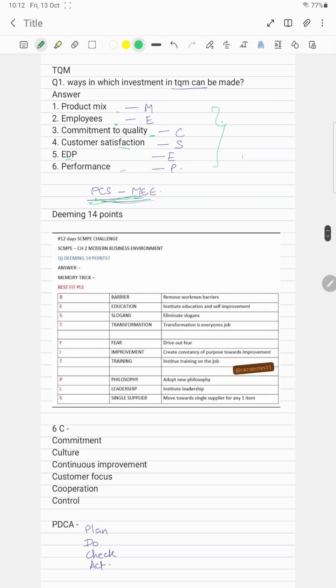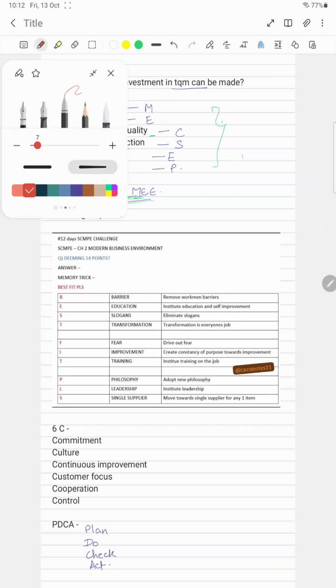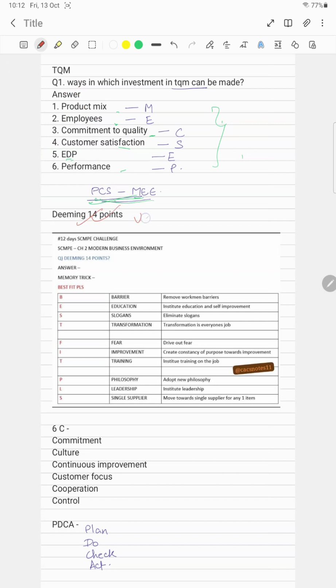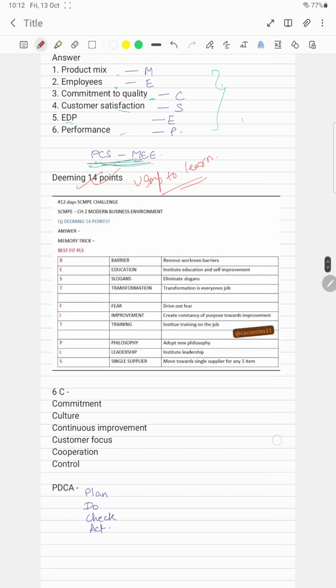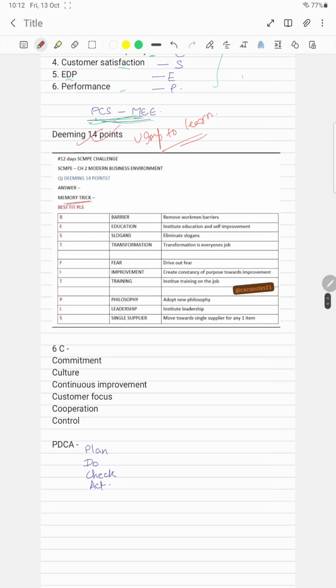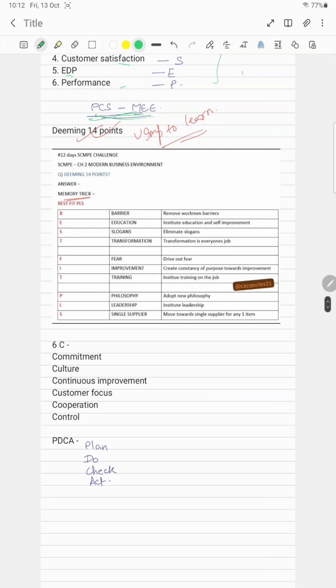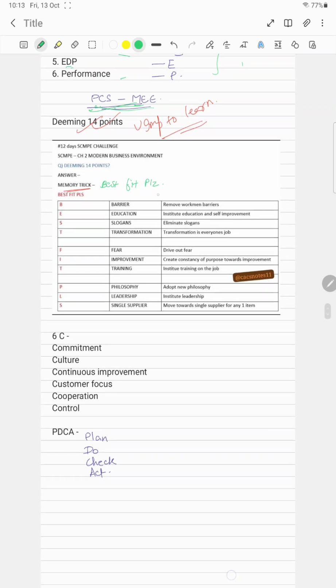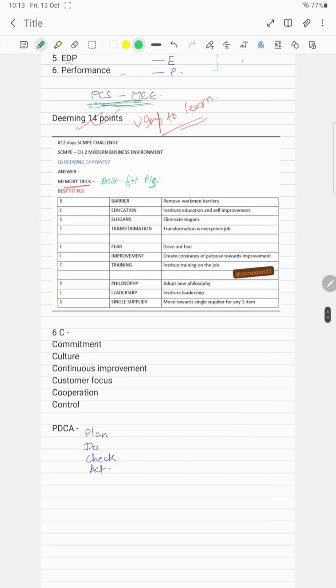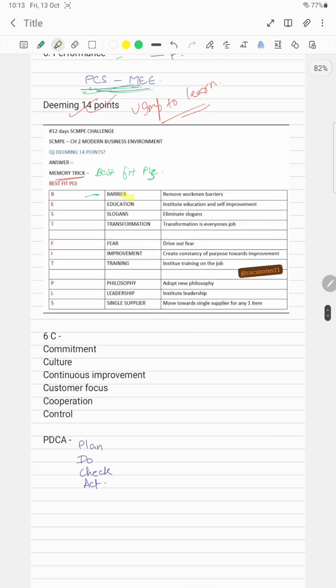Now Deming's 14 points is very important to learn. You need to learn at least 8 points. To learn this, it is a bit tough. So we have created this memory trick, which is BEST FIT PLEASE. You can easily remember this memory trick, BEST FIT PLEASE. So from B you can see here it is barrier, E is for education, S for slogans, T for transformation. B is for barrier. We have to remove the workman barriers, whatever there are.